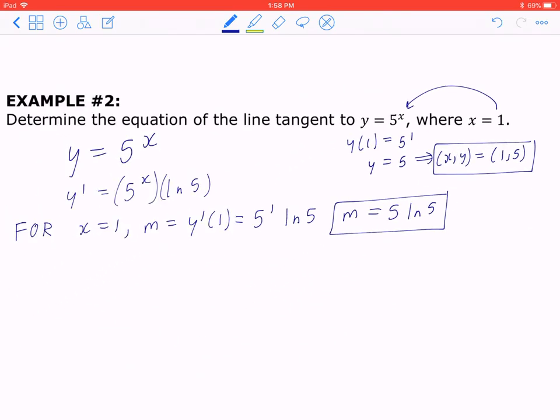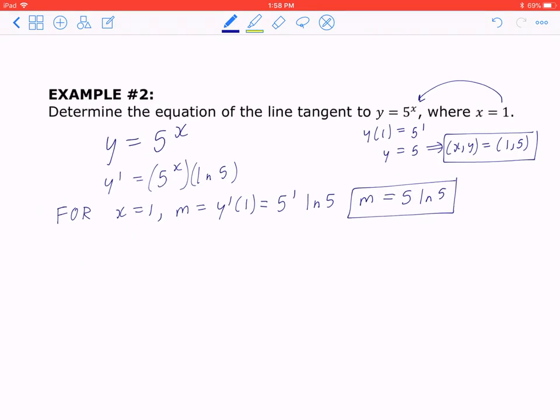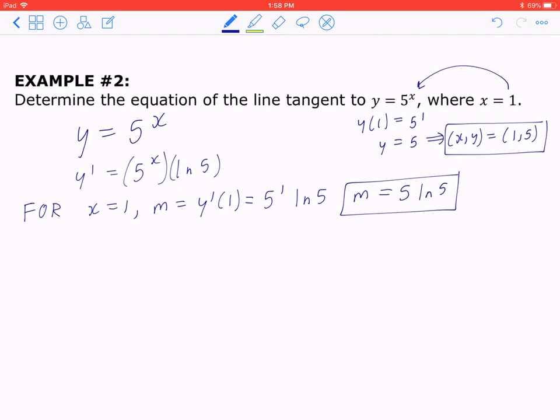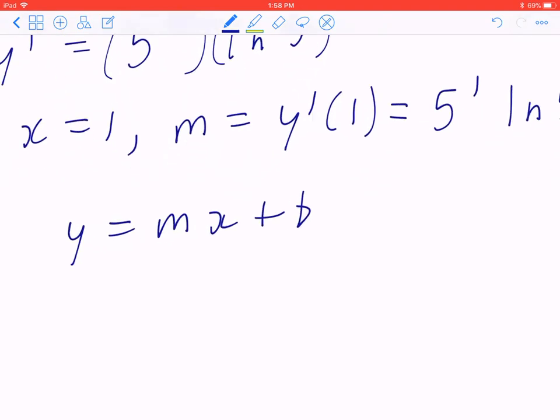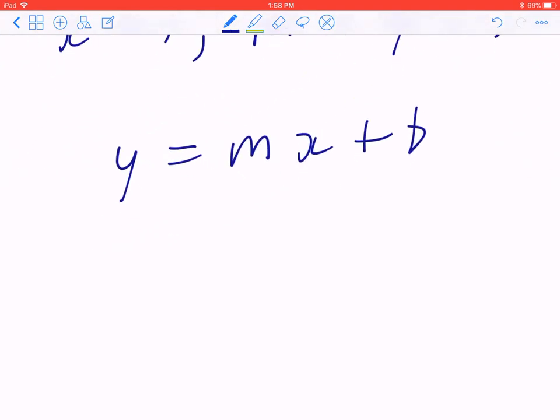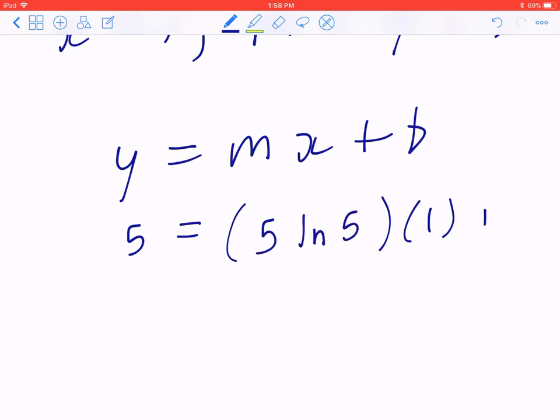Once you have the point and you have the slope, you can now find the equation of the line. There are two ways of doing this. One method is to start with y equals mx plus b. In this case, you're given that x is 1, y is 5, and the slope is 5 ln 5. To solve for b in exact form, b equals 5 minus 5 times ln of 5.